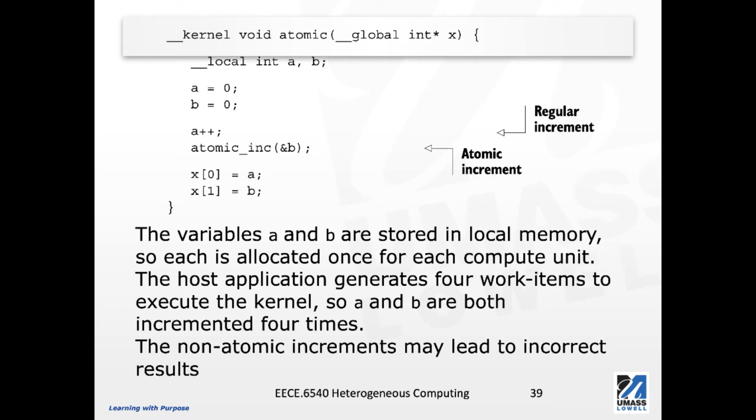Because variables A and B are stored in local memory, each is allocated once for each computing unit. So let's say the host application starts 4 work items to execute the kernel. We expect that A and B will be incremented 4 times. But as we explained earlier, variable A will be incremented 4 times, but because the increment and write to memory are not atomic, the final result in A may not be 4. In contrast, this atomic increment will make sure that at the end of the execution of all the work items, the value in B will be 4.